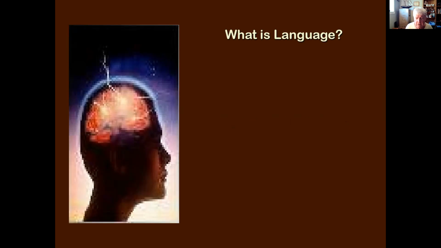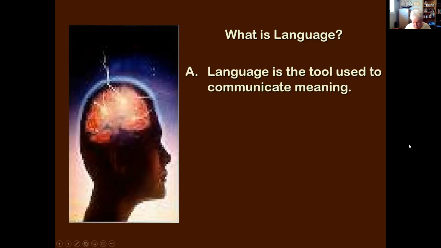What is language? Again, I remind you, you all have these PowerPoints that you can go over again. So don't get rid of those PowerPoints, because when you're giving speeches, go back and remember this important stuff. What is language? Language is the tool used to communicate meaning. It is the tool used to communicate meaning.